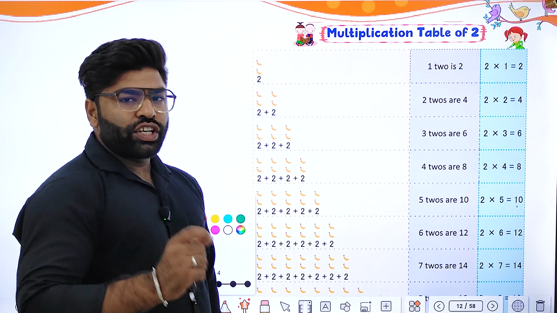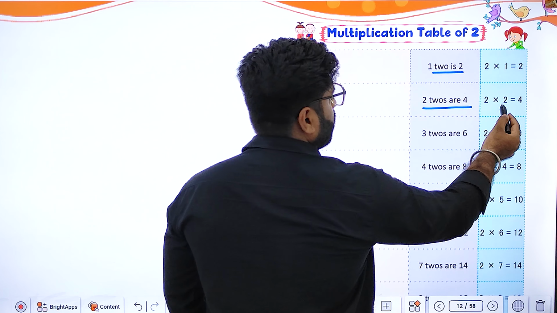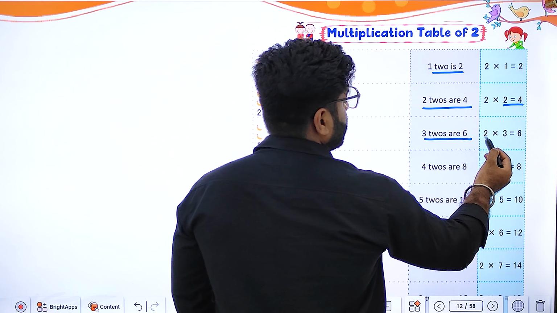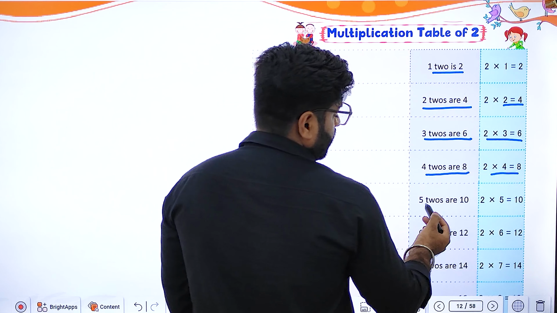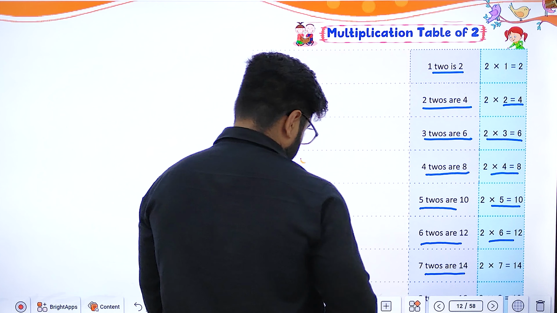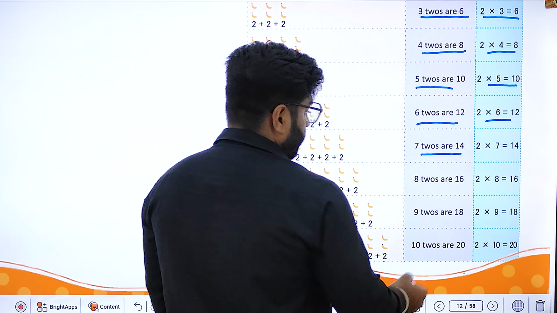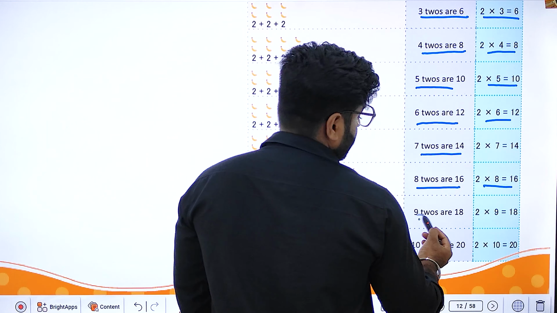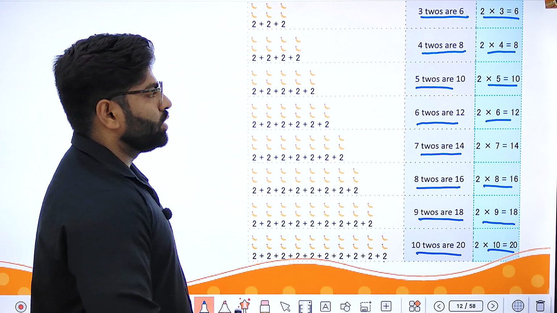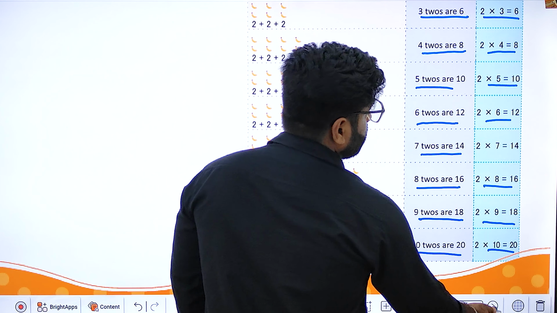Okay, here is the multiplication table of 2. That is 1 2 is 2, 2 2s are 4, 3 2s are 6, 4 2s are 8, 5 2s are 10, 6 2s are 12, 7 2s are 14, 8 2s are 16, 9 2s are 18, 10 2s are 20. So these are the tools which we are going to use in a table form. In this way, you are going to learn the tables.